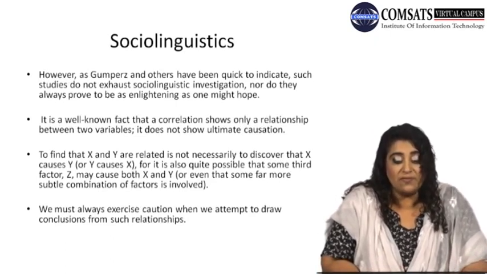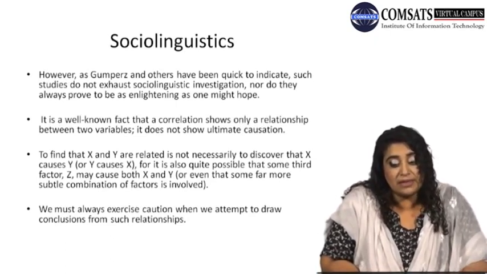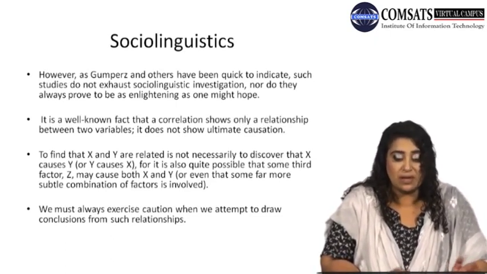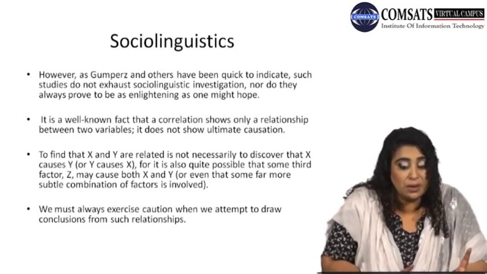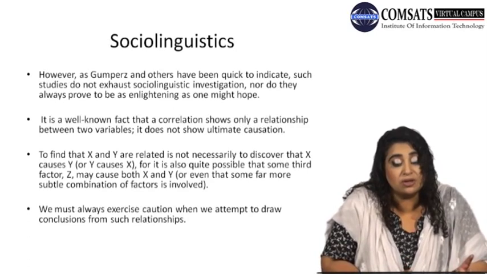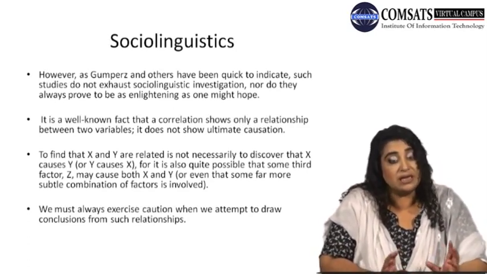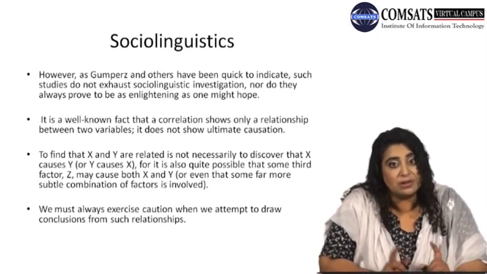It is a well-known fact that a correlation shows only a relationship between two variables. Correlation would only show a relationship between the two variables, and it does not show ultimate causation. It doesn't show ultimate causation, but it does show the relationship between the two variables.